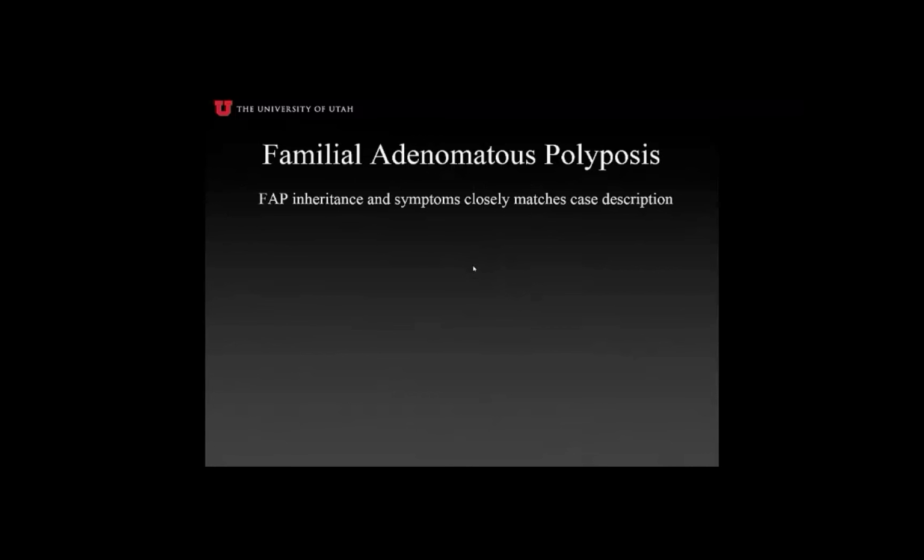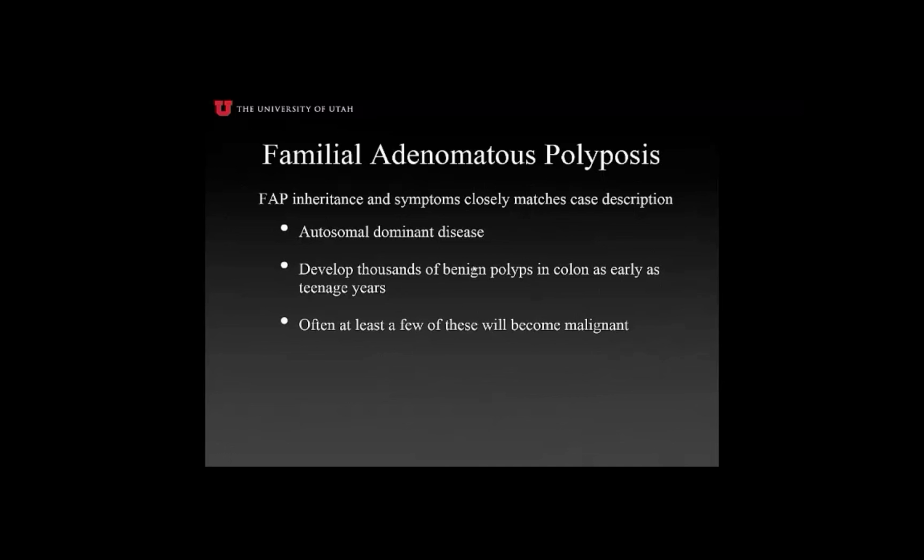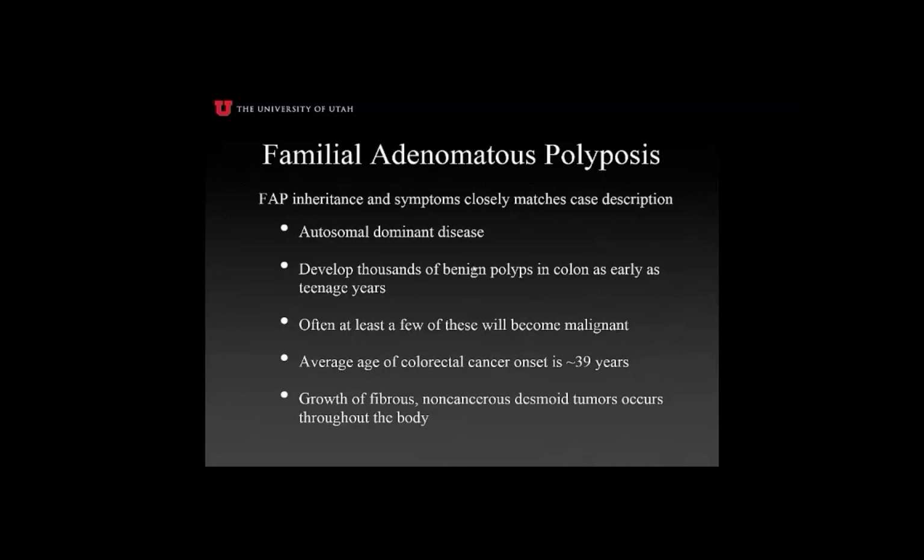And this was really exciting to us because when we researched FAP further, we found that it closely matched the case description that we were given for the individuals. They told us it was an autosomal dominant disease, which FAP is. Individuals with FAP develop thousands of benign polyps in the colon, some of which will become malignant. This leads to an average age of colorectal cancer onset at 39 years in these individuals, and they also exhibit growth of fibrous desmoid tumors throughout the body.